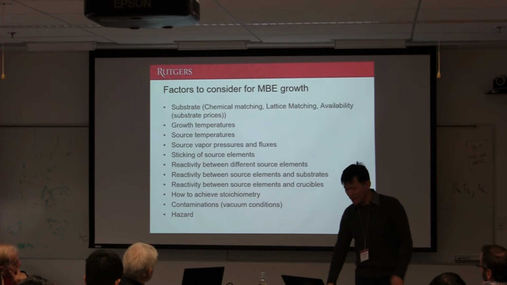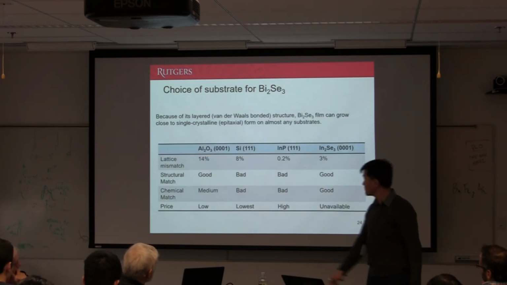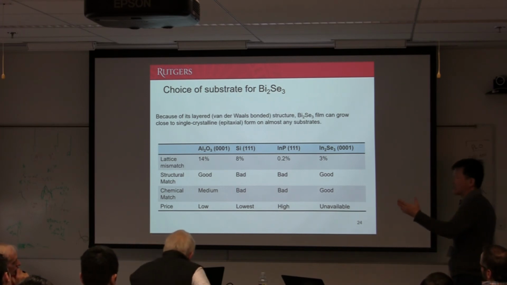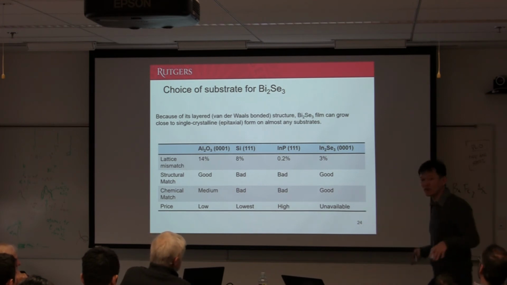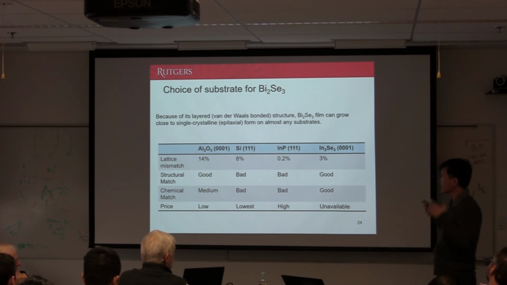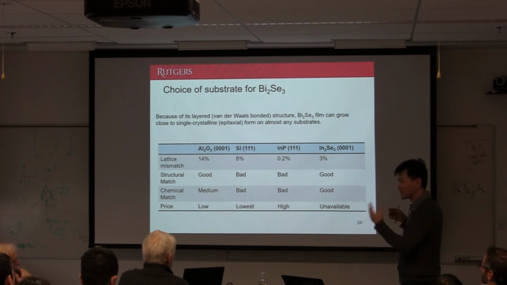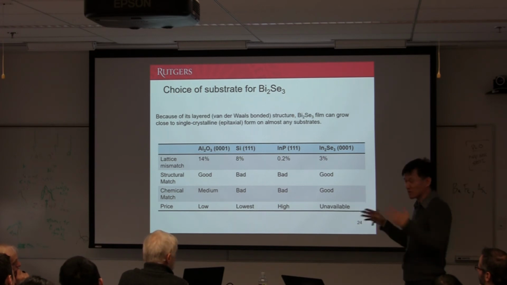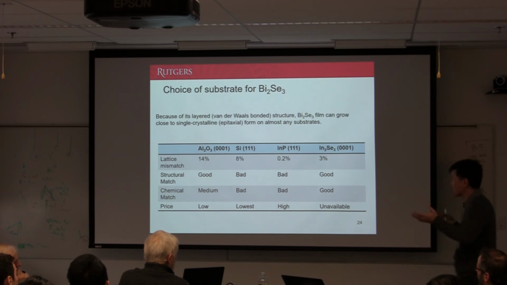There are some standard solutions, but if you start a new material, let's say if I go back to 2009, that's when I first started making bismuth selenide. Nobody had grown bismuth selenide yet. There was no previous bismuth selenide MBE growth. There probably are other groups, but there are no published results. So I'm one of the first.